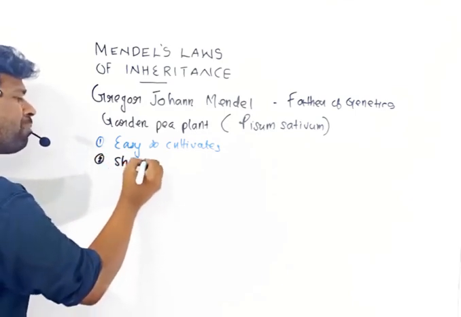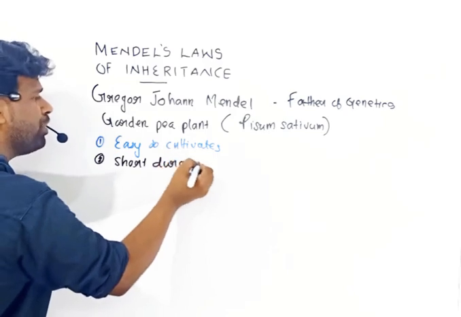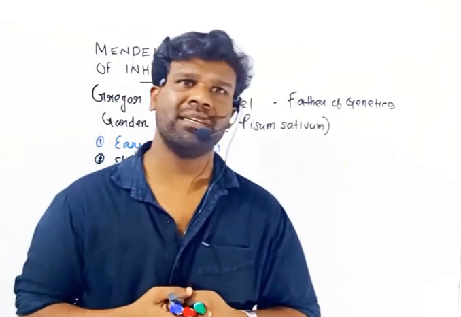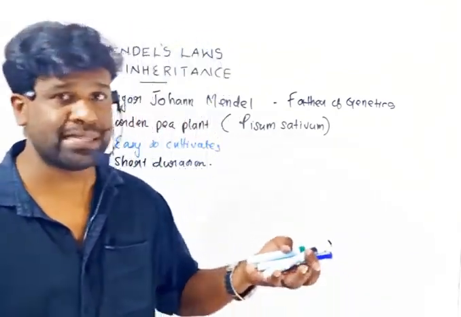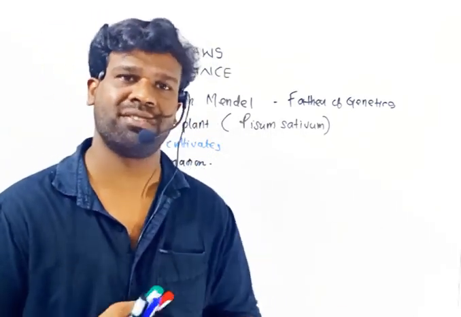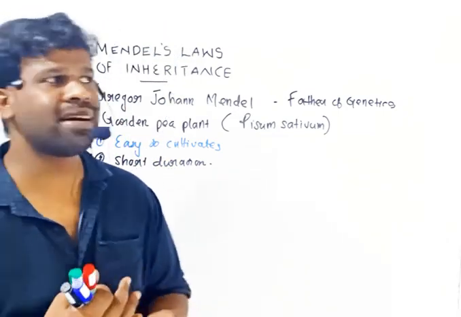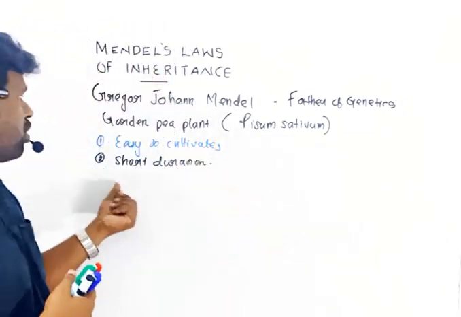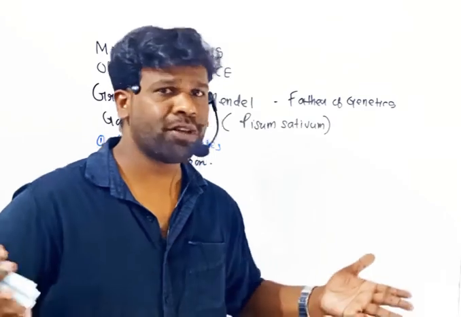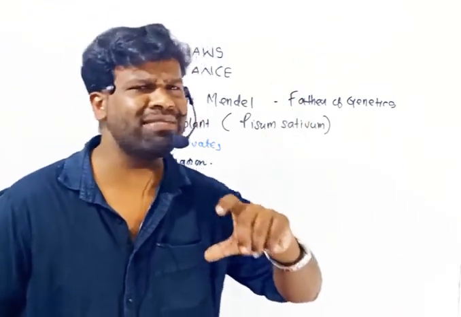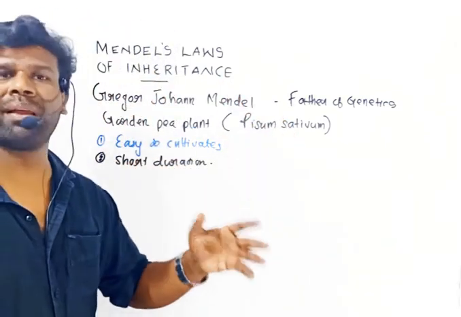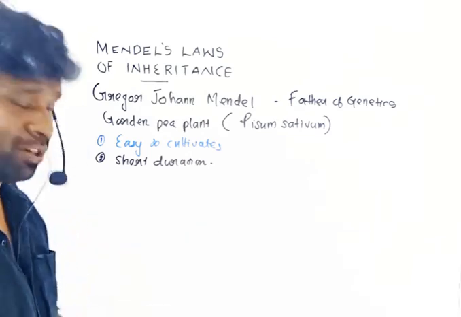Short duration plant. This plant is a short duration plant. Its advantage is that a large number of generations can be raised within a limited period of time. Because his study was of inheritance and variation, in order to study variation and inheritance you have to study several generations of an organism. So this Pisum sativum is a short duration plant, and therefore a large number of generations can be raised within a limited period of time. That is another reason for selecting this garden pea plant as his experimental material.